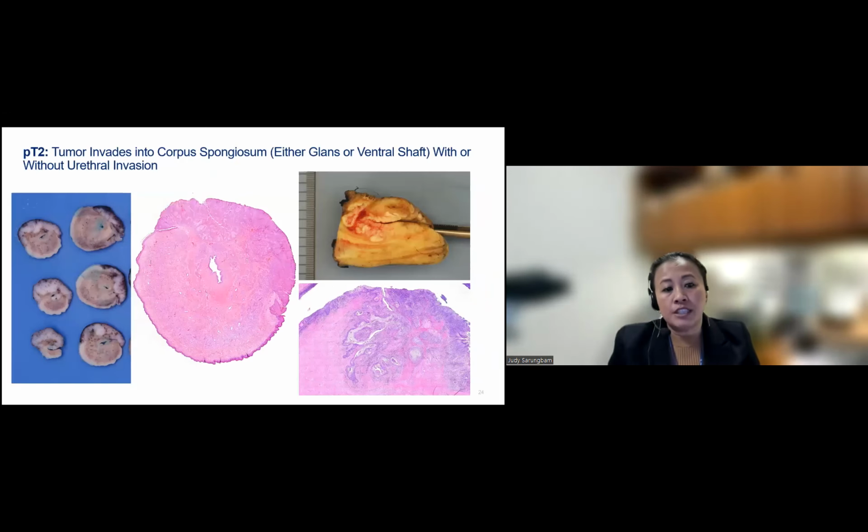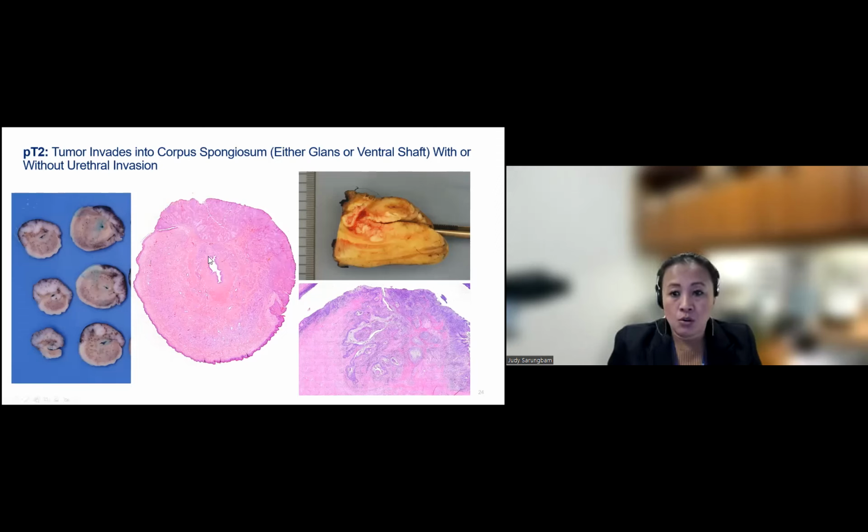Coming on to T2, there is published evidence that tumors restricted to the corpus spongiosum do better than those invading the corpus cavernosum. Based on that, it was called PT2. So this is a couple of examples for these lesions.